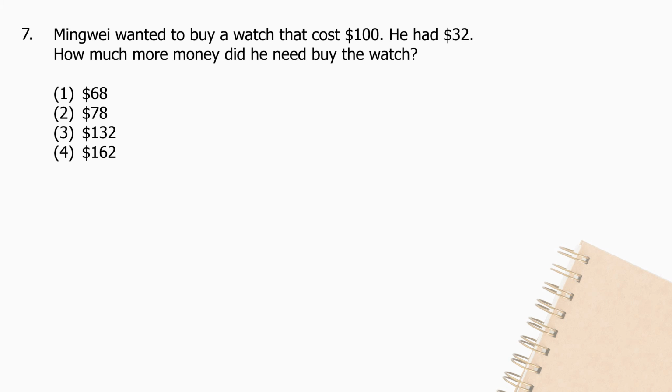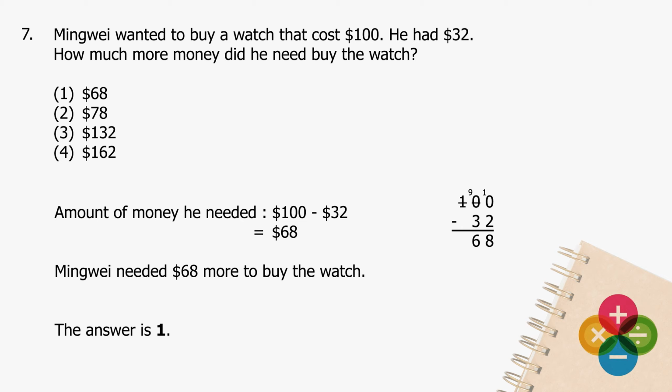Question 7. Mingwei wanted to buy a watch that cost $100. He had $32. How much more money did he need to buy the watch? The amount of money he needed will be, subtract $32 from $100, and the difference is $68. Mingwei needed $68 more to buy the watch. The answer is 1.